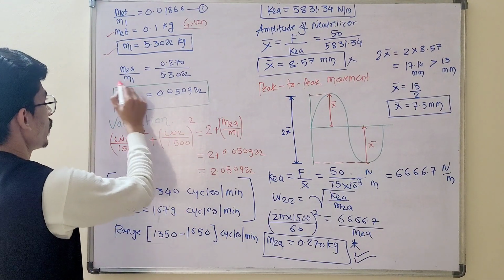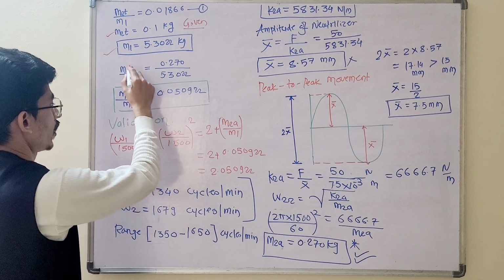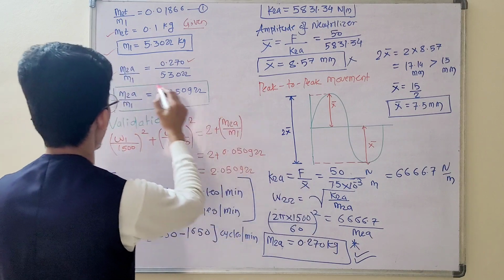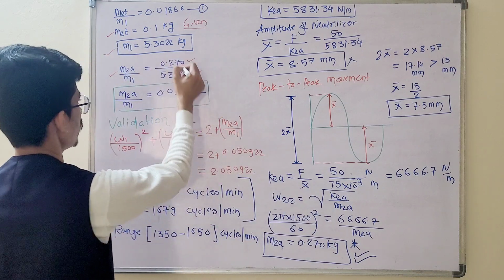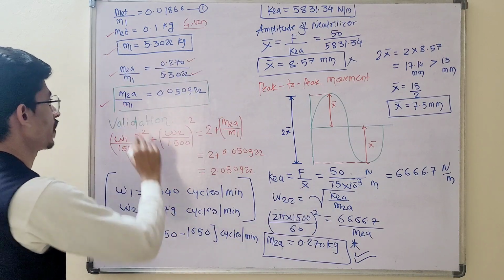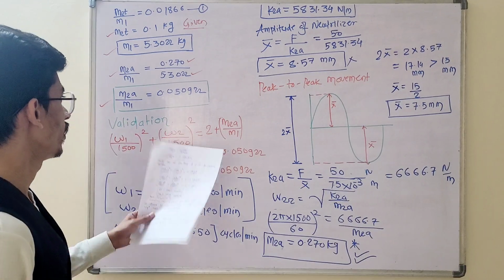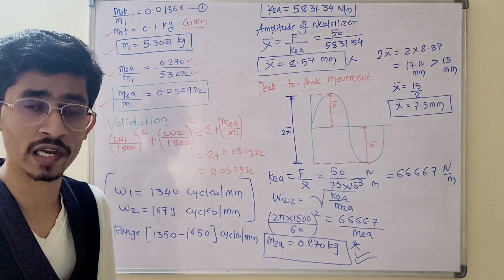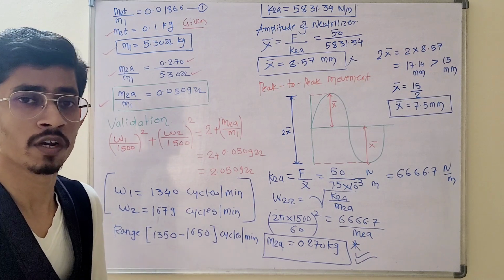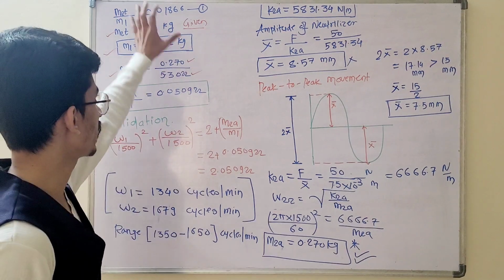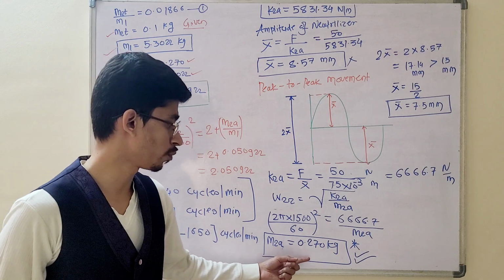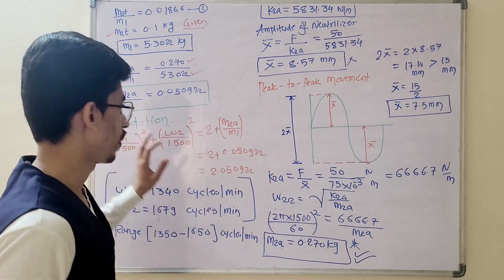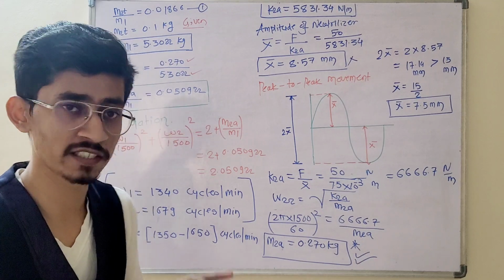Again, we solve for M2A by M1. M2A is 0.270 and M1 is 5.3022. After simplifying that, we will get M2A by M1, in terms of ratio, as 0.050922. Now we are going to validate our results. In the exam, you will not require this. You just solve for M2A here, that is sufficient. It is not required for validation, but we will see what our validation is.